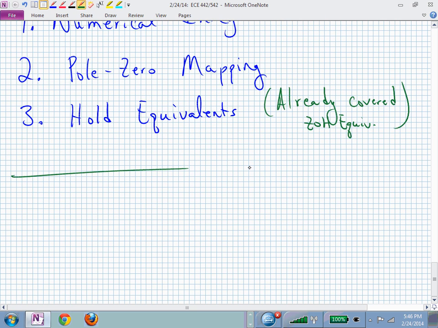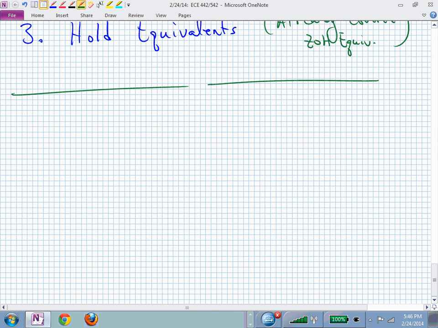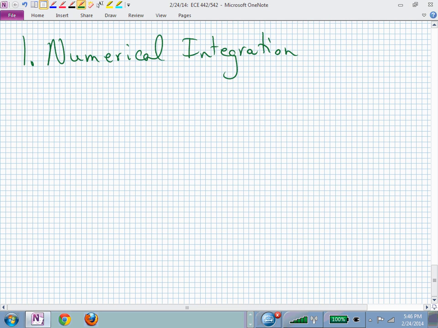Let's see what that means. And we've actually already done that or showed how this could arise. Here's the first class of discrete equivalent techniques.